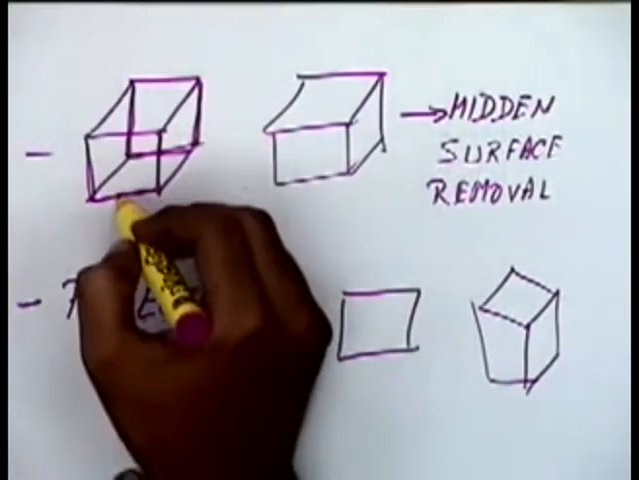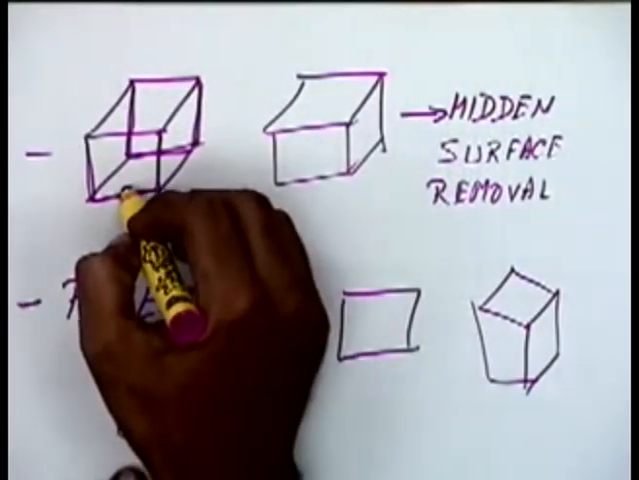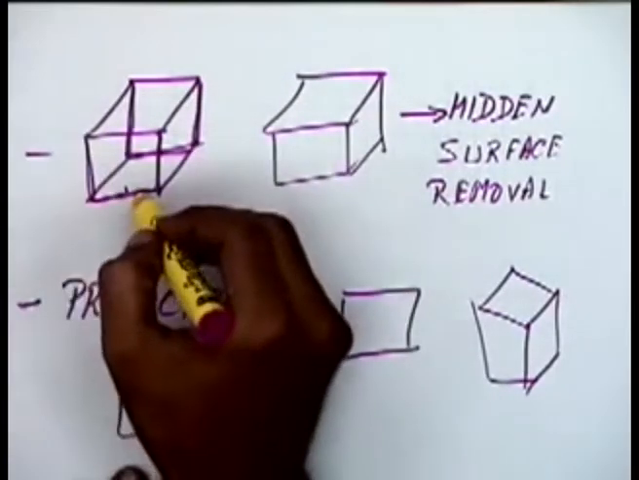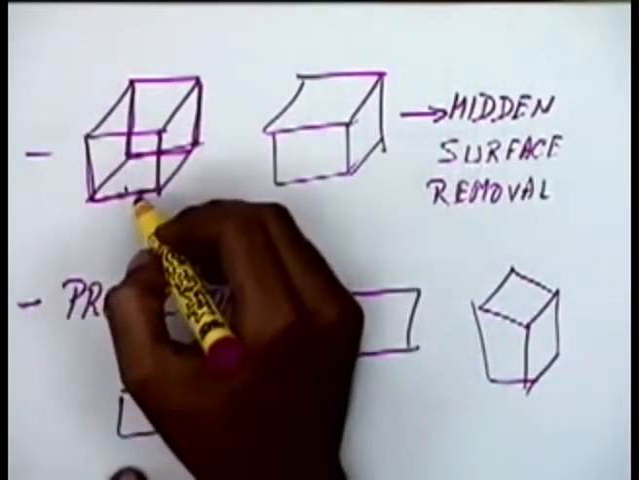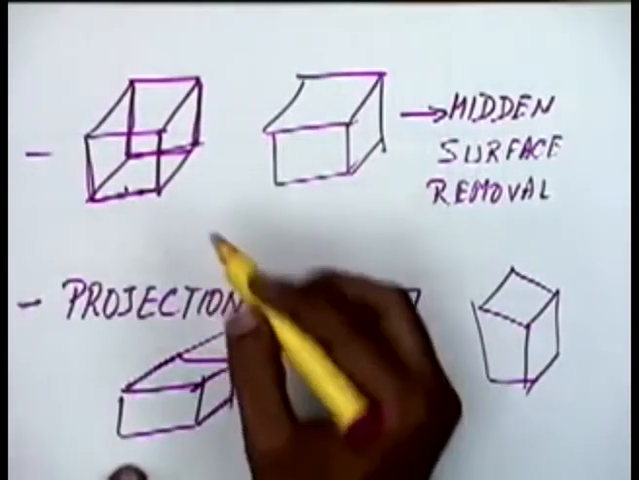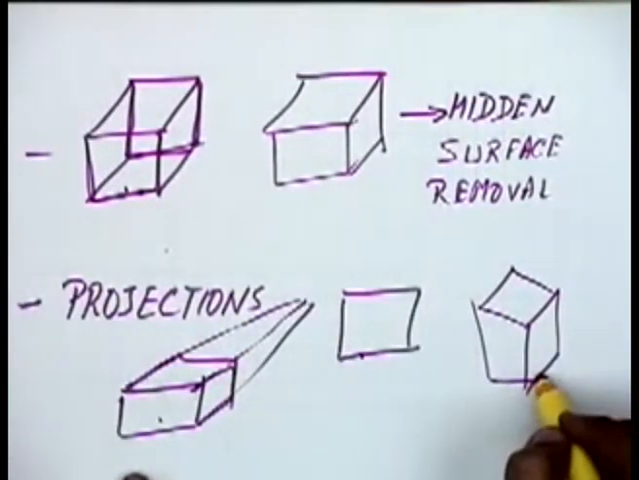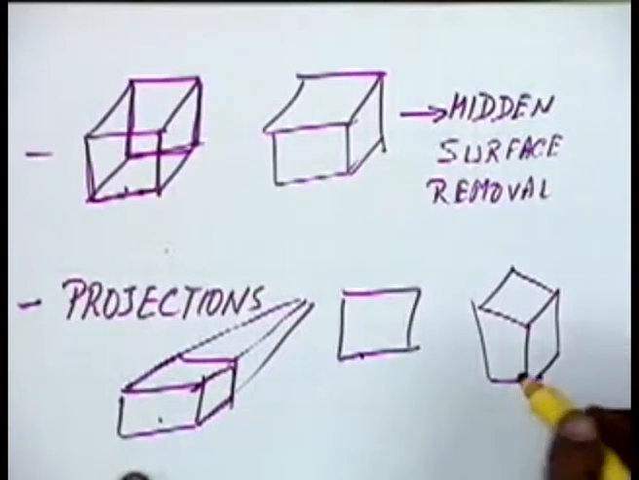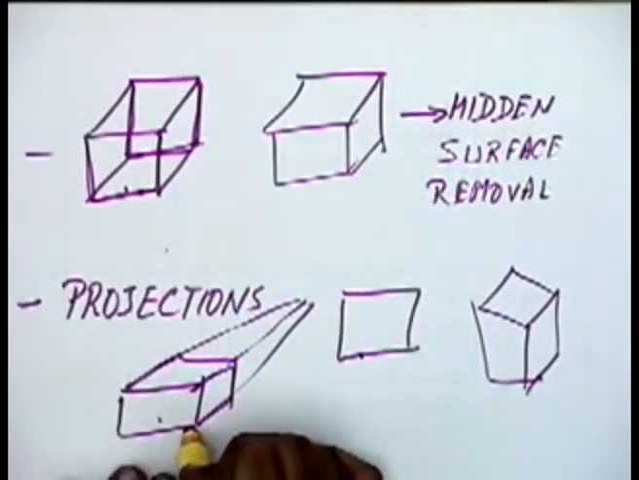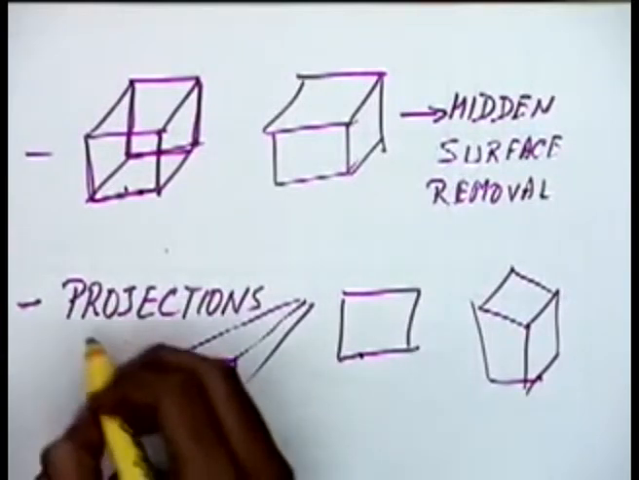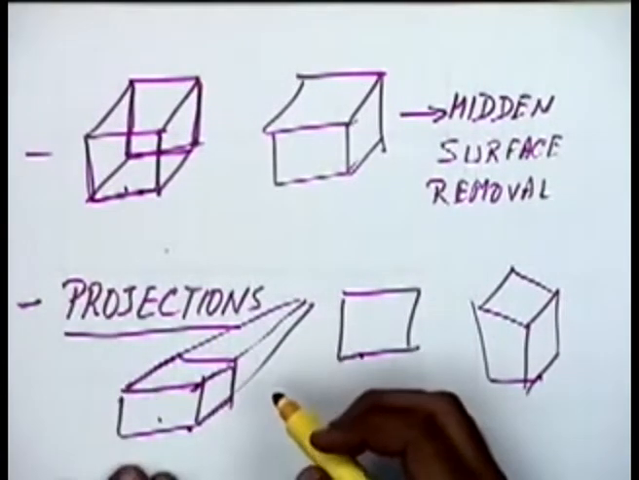If I have modeled this object, that is, if I have given the geometric description of each of the surfaces and each of the edges, if all that information is available with the computer, I should be able to generate any of these views depending on the direction from which I am looking, depending on my specifications given. I should be able to do these projections.